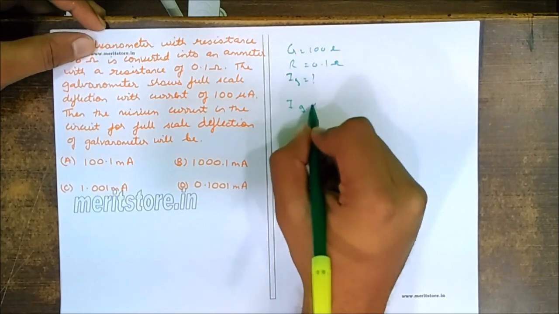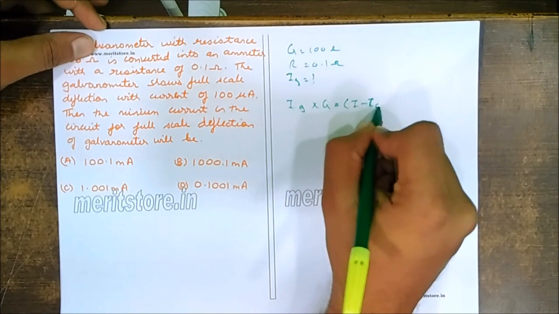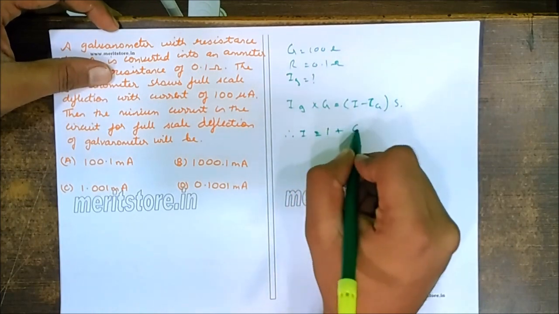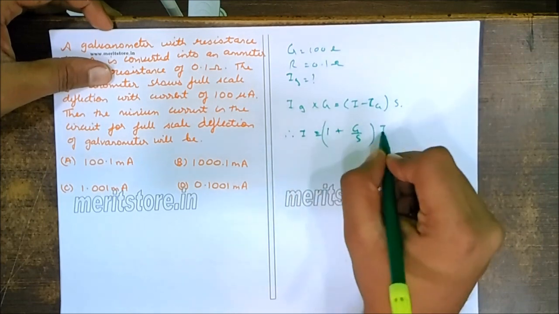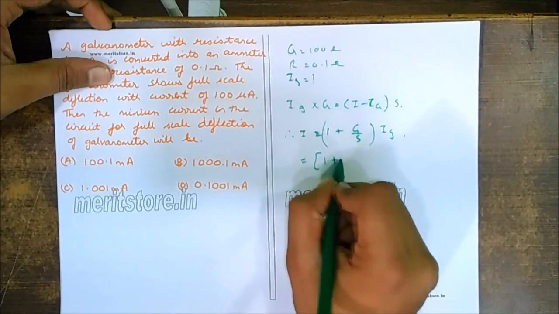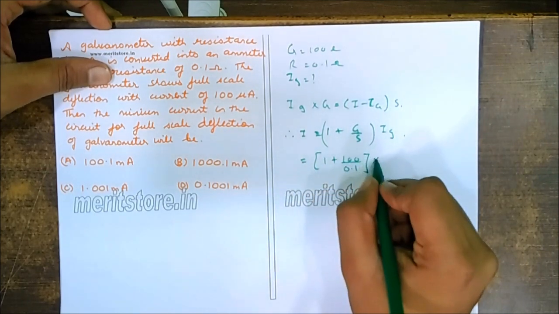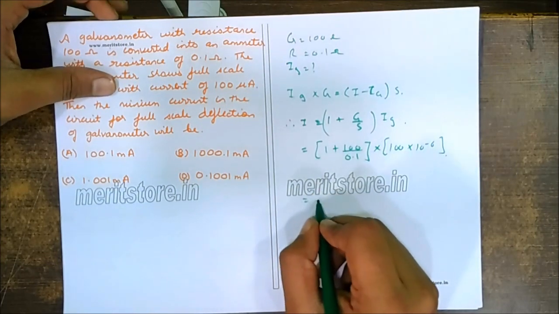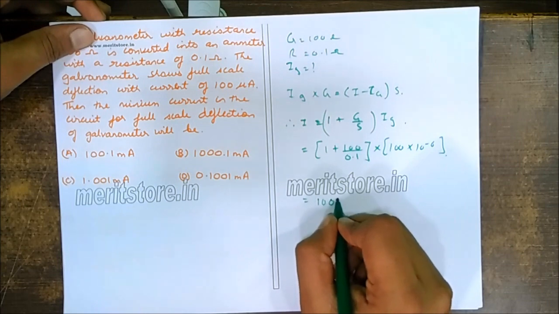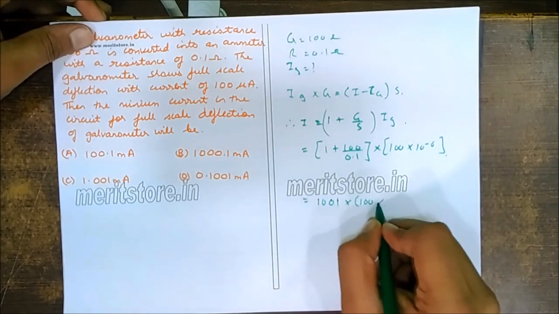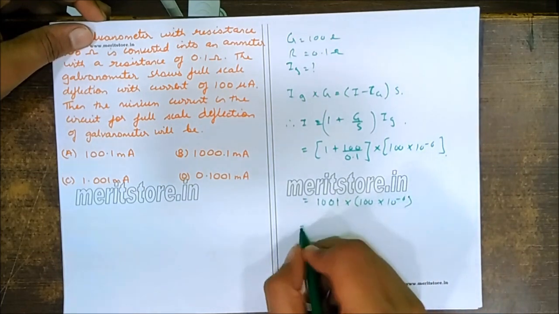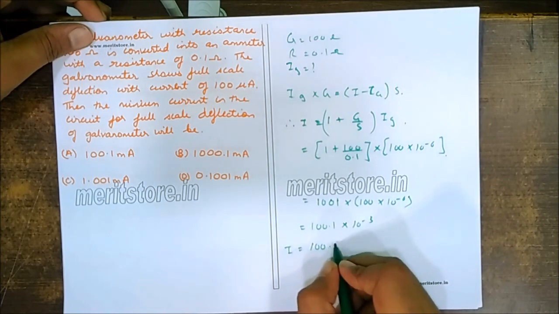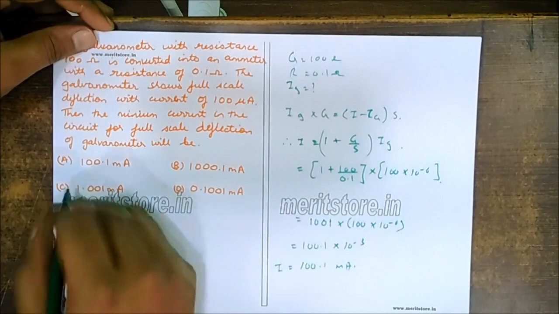We can say Ig into G is equal to (I minus Ig) into S. We have all used this formula. Therefore, I is equal to (1 plus G by S) the whole into Ig. So this is 1 plus 100 upon 0.1, into 100 into 10 raised to minus 6. So that is equal to 1001 into 100 into 10 raised to minus 6. That is equal to 100.1 into 10 raised to minus 3, that is 100.1 milliamperes. So 100.1 milliamperes, option.